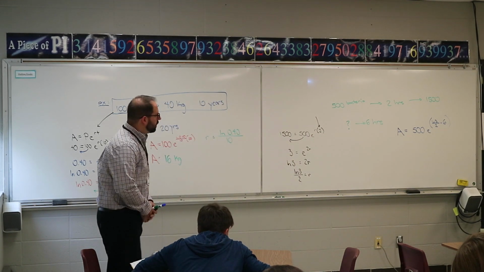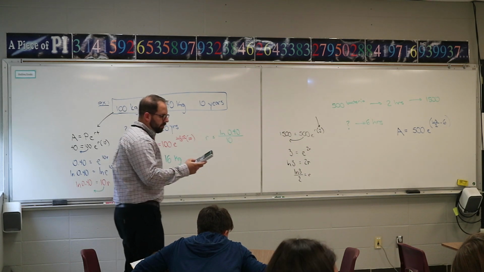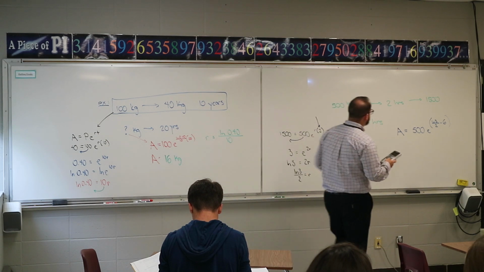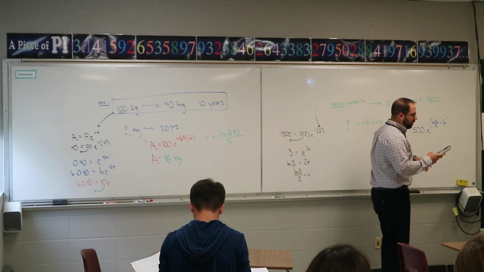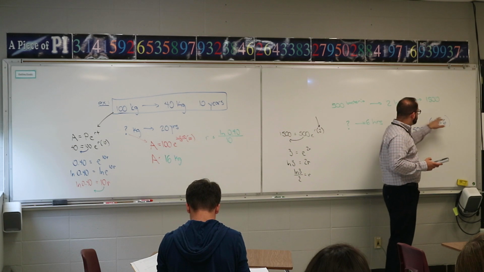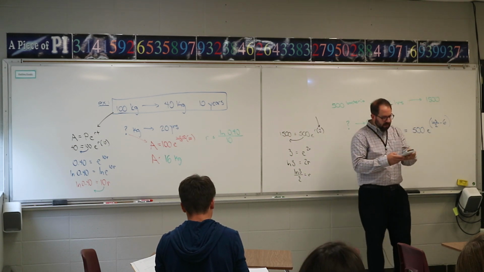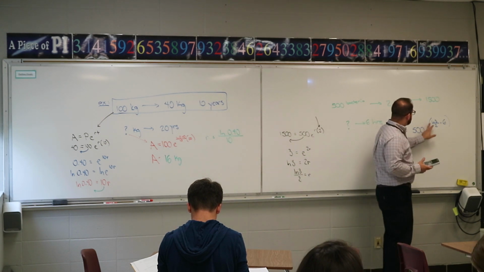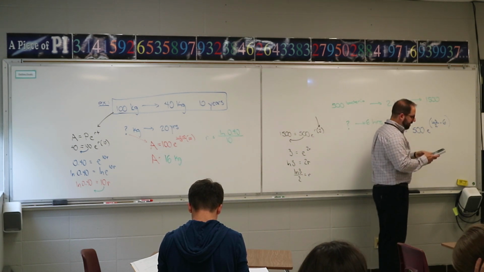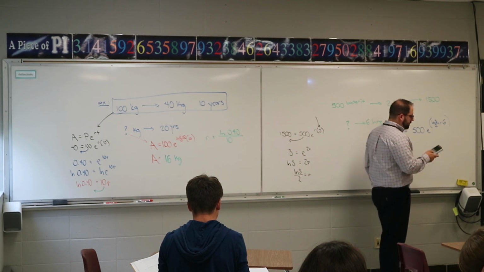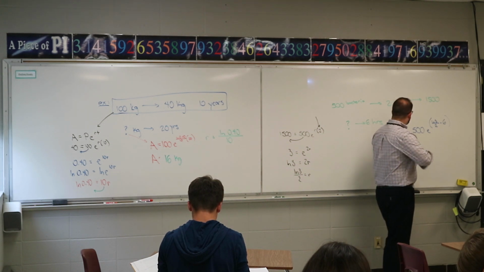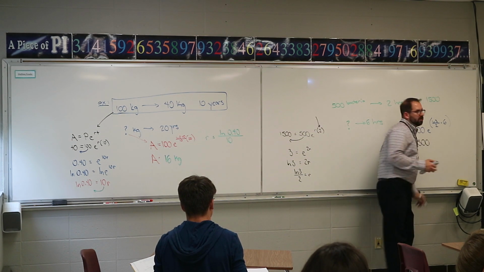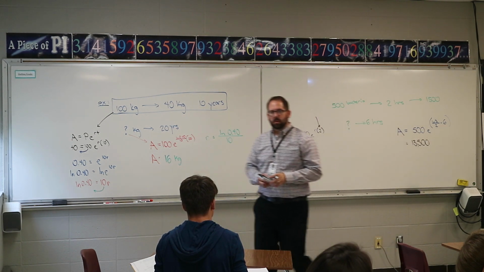So type this in my calculator. Natural log of 3. I'm going to divide that by 2. I'm going to take that number times 6, which turns out to be 3.29. I'm going to put that in the power of e, which turned out to be 27, and I'm going to take that times 500. So it is telling me my amount is going to be 13,500.